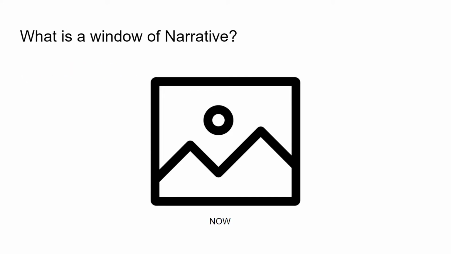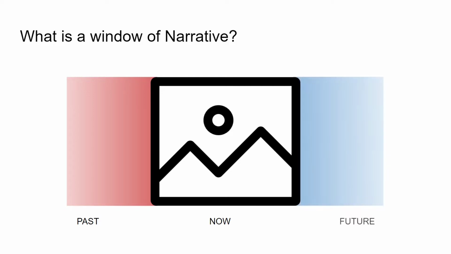So if we think of the image as a moment trapped in time, the window of narrative allows us to determine how far in the past something happened and how far in the future we can determine events that will unfold based on what's happening now.